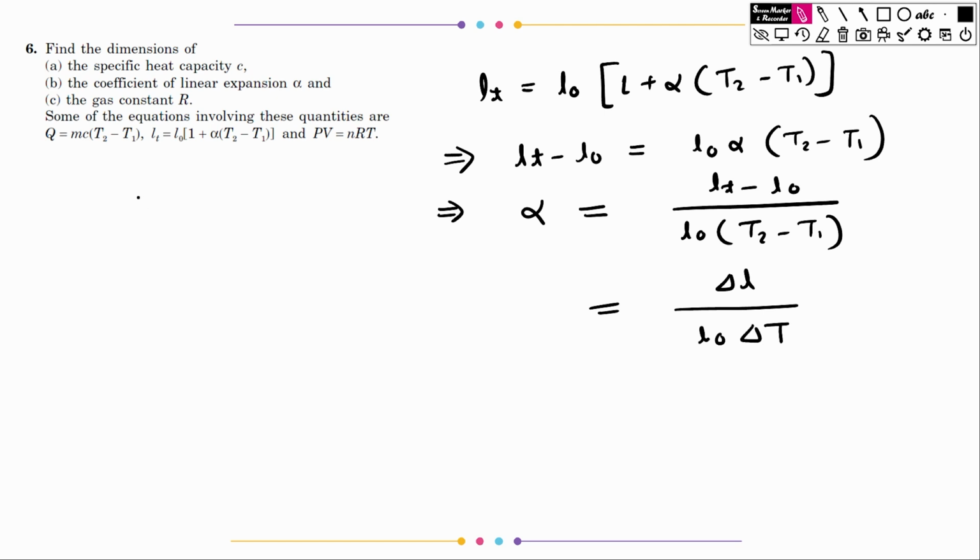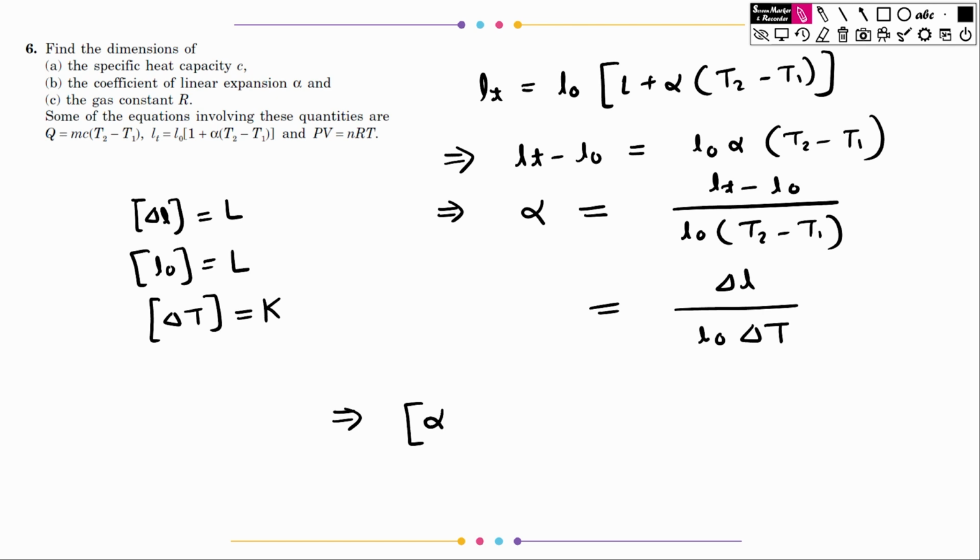Now we know dimension of delta L is represented by the symbol capital L. L0 is also length, therefore it is capital L. Then comes the delta T terms, which is nothing but temperature, and temperature is represented by the symbol K. Therefore, we can write the coefficient of linear expansion as L divided by L K. Therefore, the dimensional formula will be K to the power minus 1.